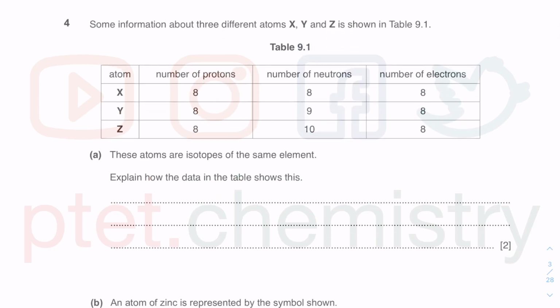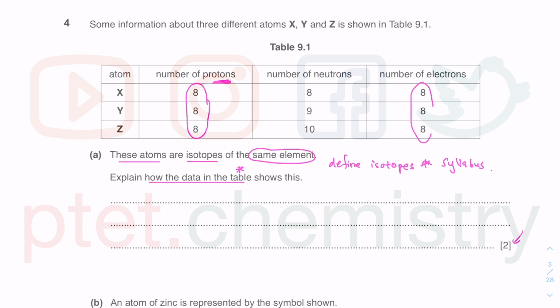In the next question, number 4, this is a question about isotopes. They say these atoms are isotopes of the same element. Use the data in the table, very, very important, data in the table. For that 2 marks, you are asked to define isotopes, which is part of your syllabus. Candidates should be able to define isotopes in terms of same number of protons. They say use the data in the table, so they give me protons, neutrons, and electrons, so I have to say same number of electrons as well, because use data in the table.